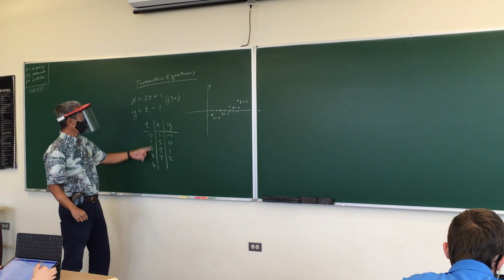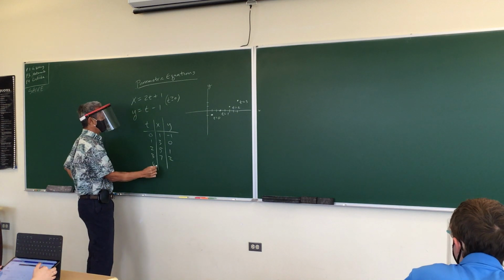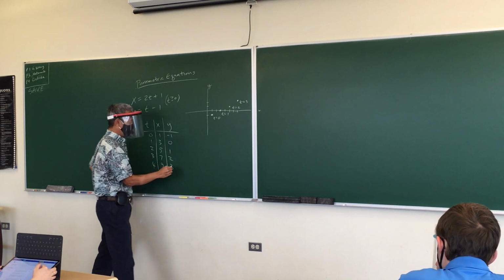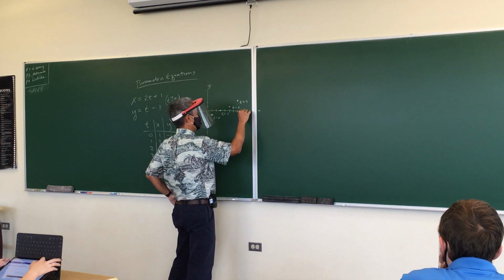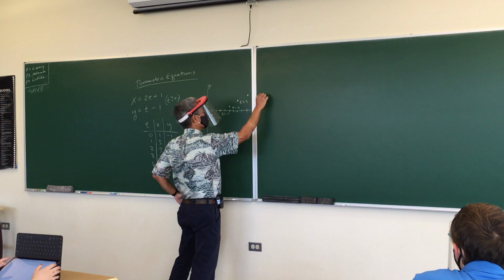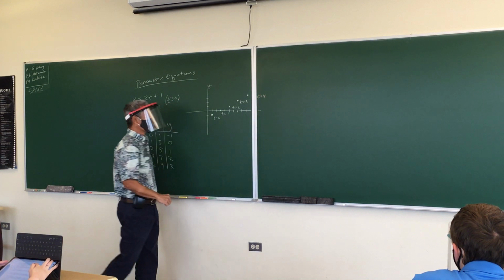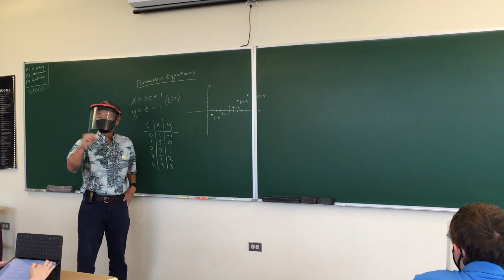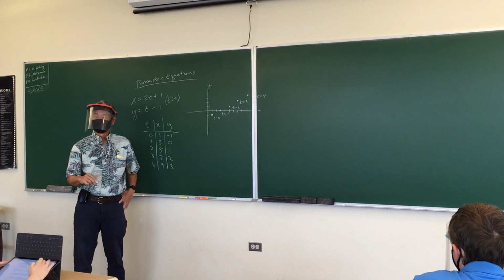What about when t is 4? Plug in 4. 9, 3. So here is the particle when t is equal to 4. So what does it look like? What kind of path is the particle tracing out?